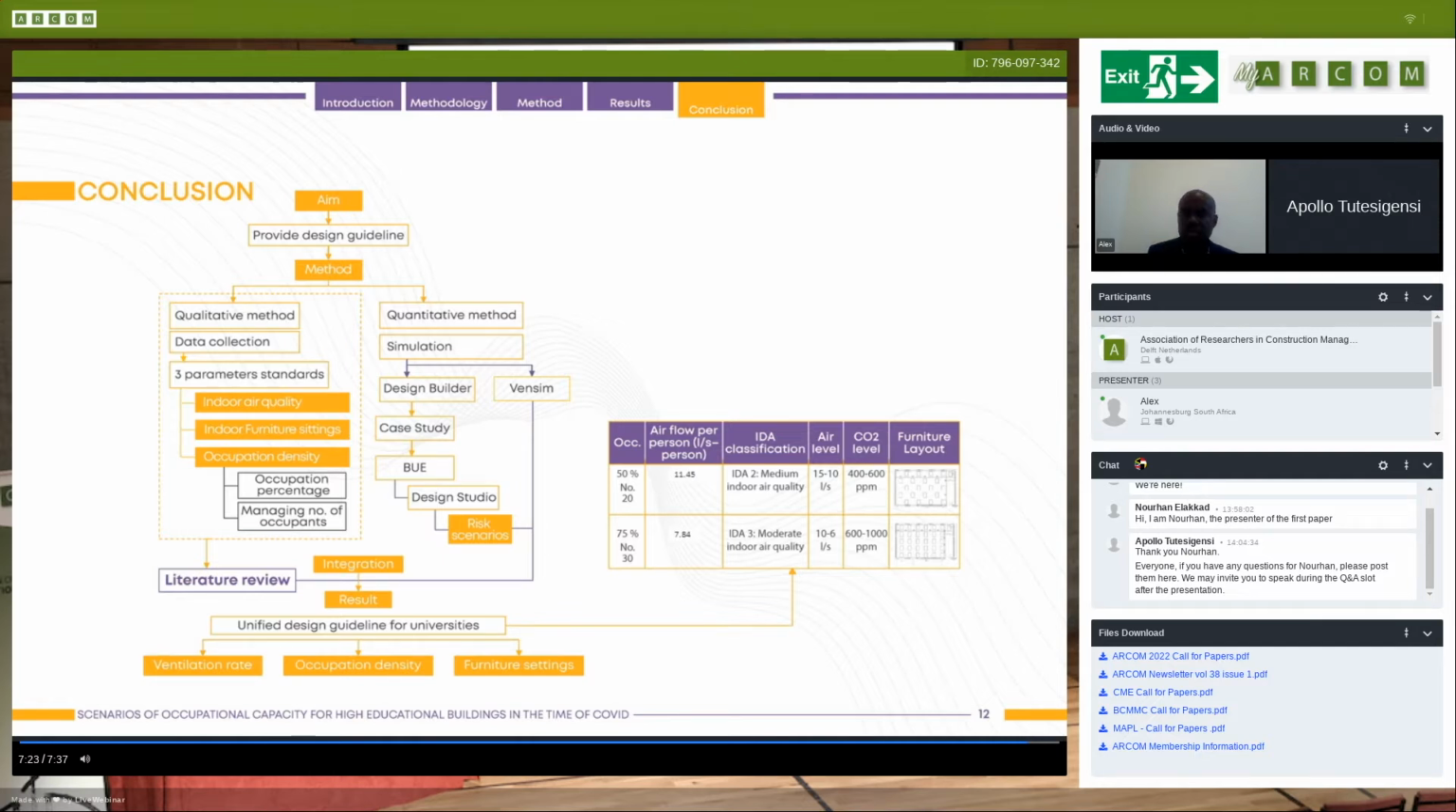with a range of air and CO2 levels as stated in the Egyptian ventilation code, then the furniture layout for each scenario.